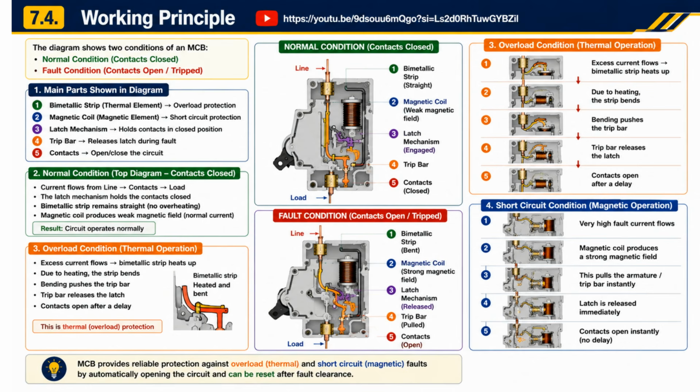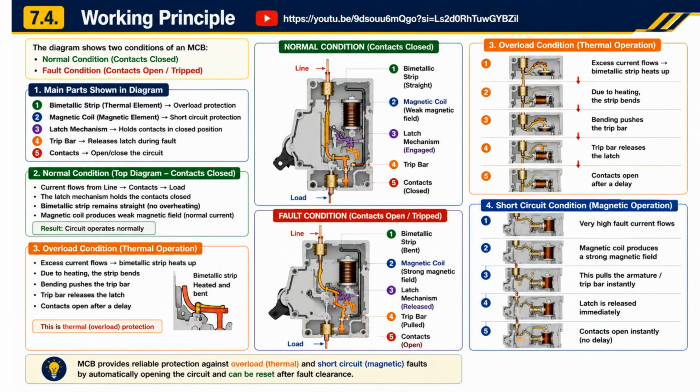2. Normal condition. Current flows from line → contacts → load. The contacts remain closed. The bimetallic strip remains straight because there is no overheating. The magnetic coil produces only a weak magnetic field. The MCB operates normally without tripping.